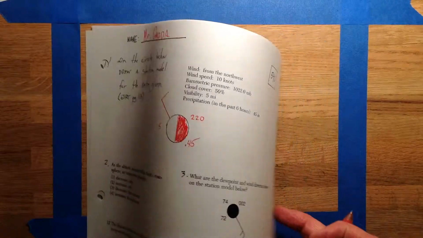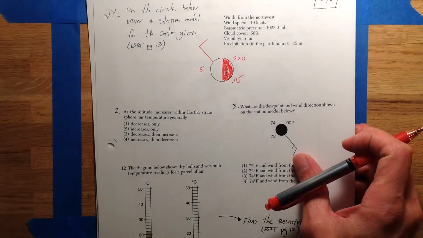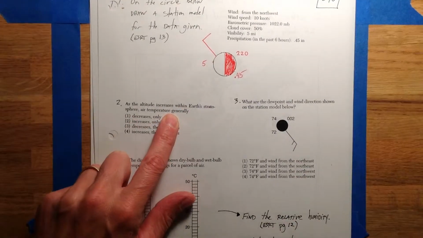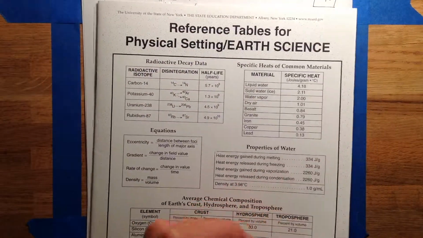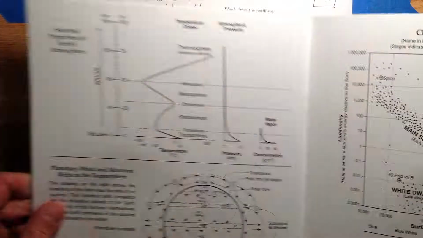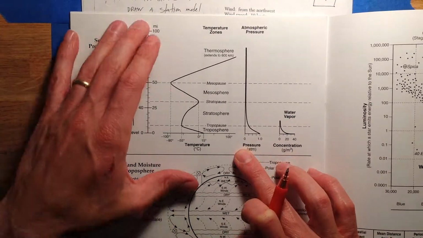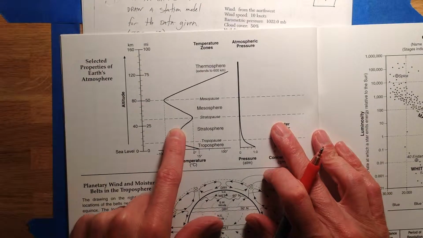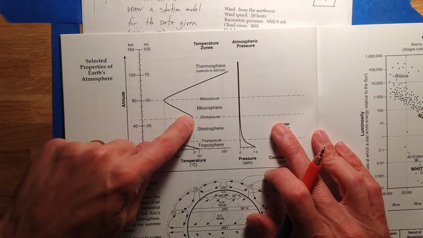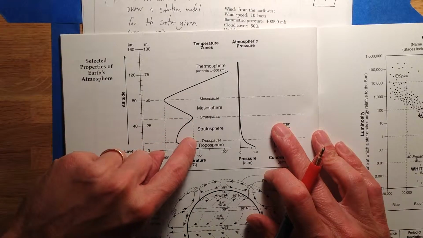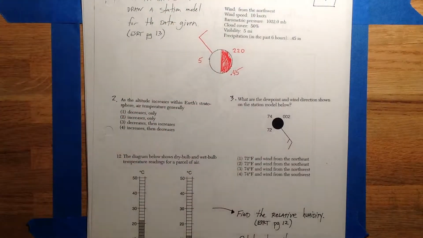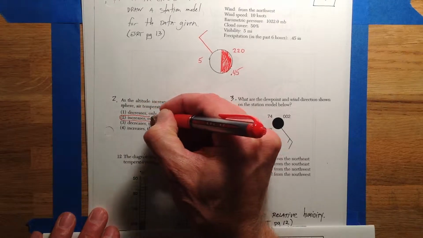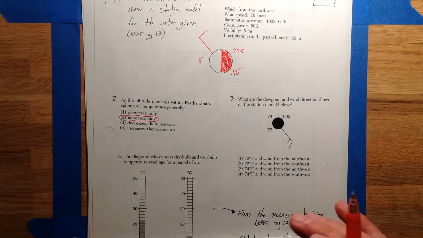Just do that. Okay. Number 2, as the altitude increases within Earth's stratosphere, air temperature generally. Okay, what you have to do is you have to know that this is on the reference table. It is this chart on the reference table. And you have to look in the stratosphere. Here we go. Here's the stratosphere. As I'm going up in the stratosphere, what's happening to the temperature? It's moving this way. Okay, so it's going from -55. It's getting warmer. The temperature is getting warmer, and therefore that should be choice number 2. Increases only.